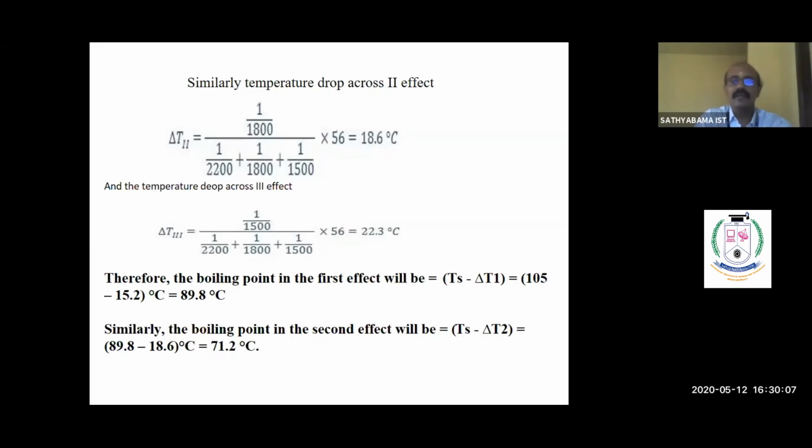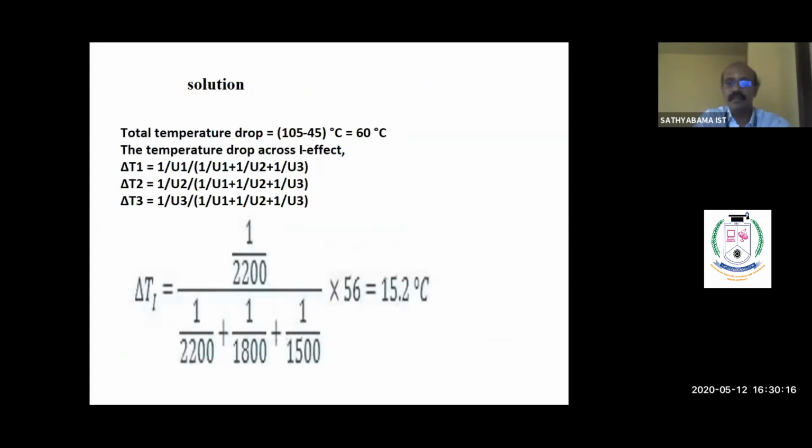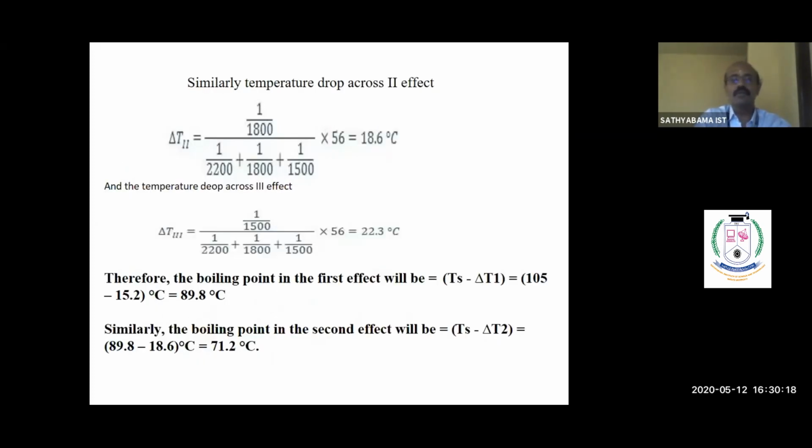22.3 degrees centigrade. Therefore, the boiling point in the first effect will be Ts minus delta T1. Ts minus delta T1, 105 minus 15.2 degrees centigrade. So 105 minus 15.2, that is 89.8 degrees centigrade. So this is the temperature at which the solution will boil in the first effect.